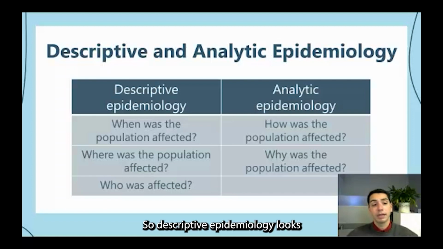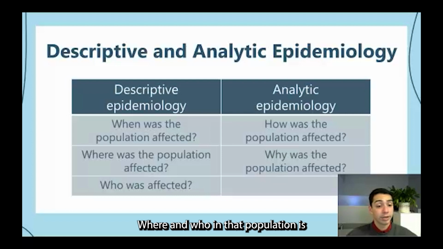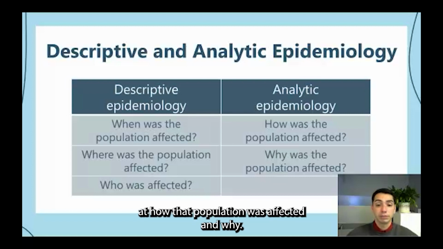Descriptive epidemiology looks at when a specific population was affected, where, and who in that population it is. Analytic is trying to take a look at how that population was affected and why.